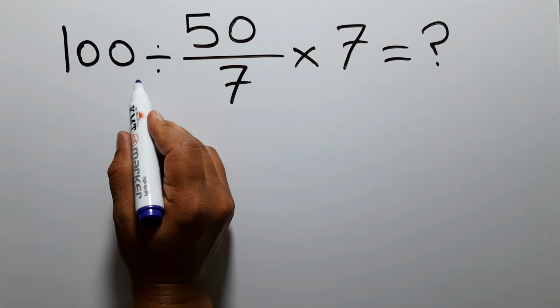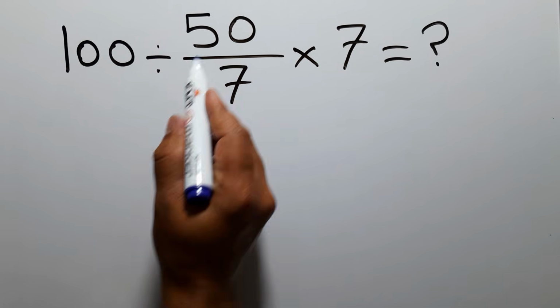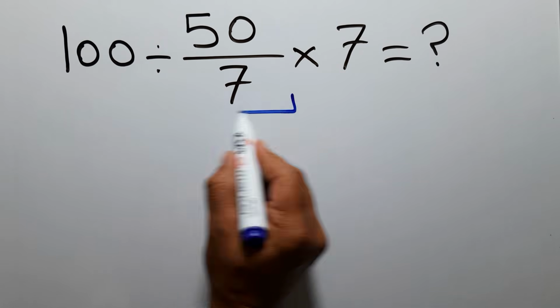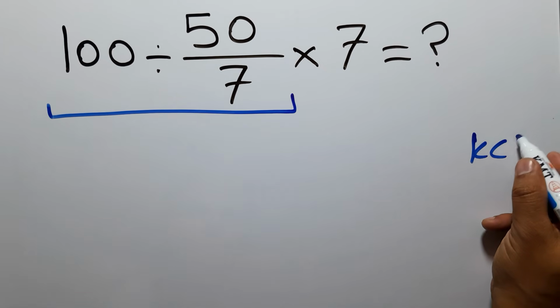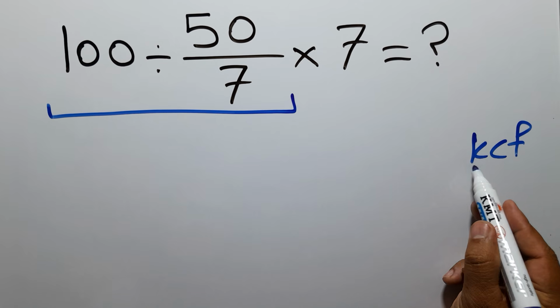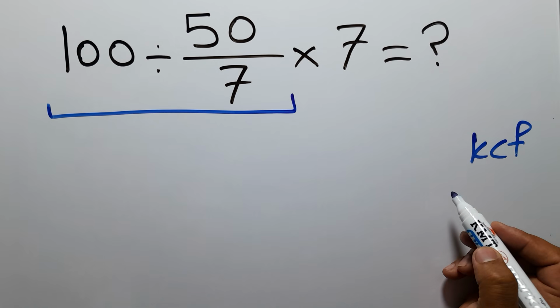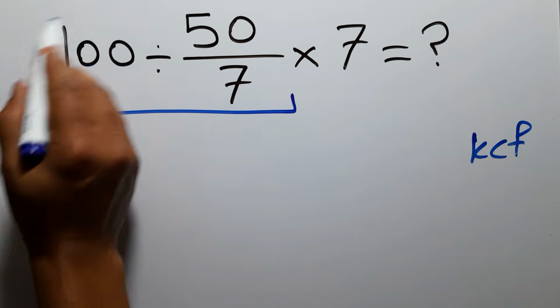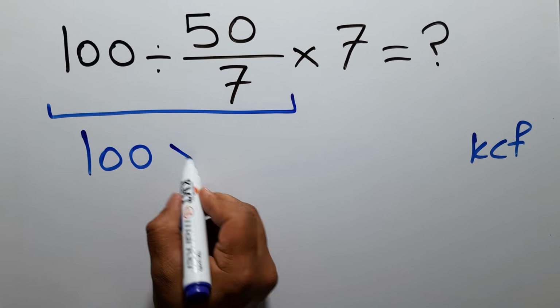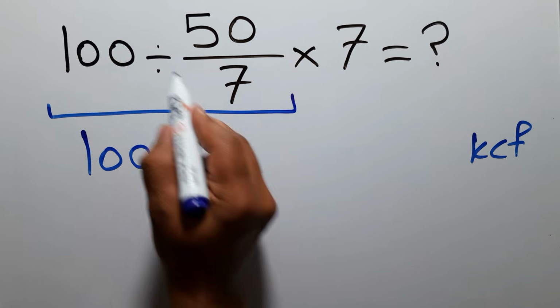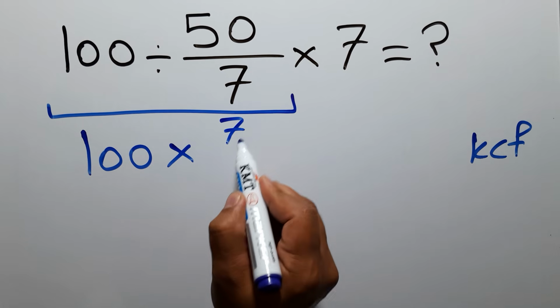First, we have to do this division: 100 divided by 50 over 7. According to the KCF rule, K stands for keep, C stands for change, and F stands for flip. We can write: keep the first fraction, change division to multiplication, and flip the second fraction.